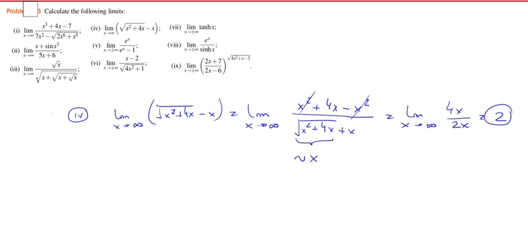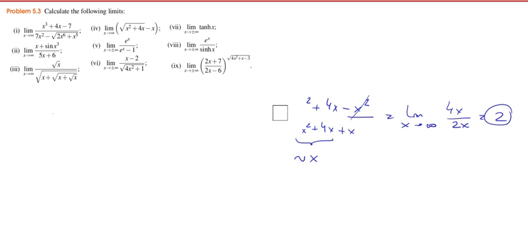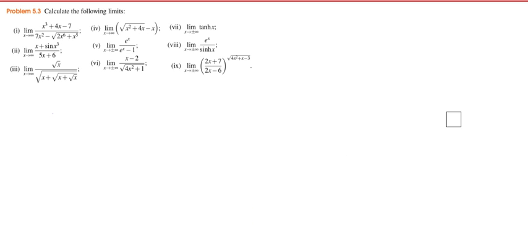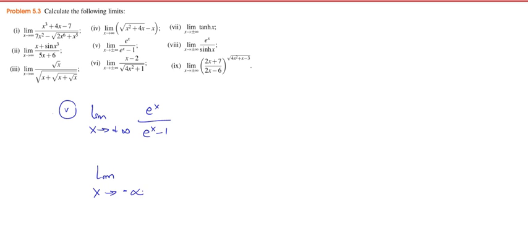Let's do part 5. Okay, so these are interesting because we now have 2 limits, right? It says the limit when x goes to plus and minus infinity, but this doesn't have to be the same limit, right? Let me rewrite this. The limit when x goes to plus infinity of e to the x divided by e to the x minus 1, and the limit when x goes to minus infinity of e to the x divided by e to the x minus 1. Okay?